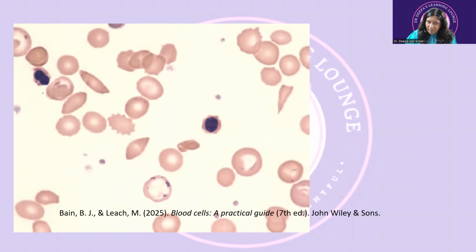The central pallor is clear. These dots are peripherally located, and there's some tendency to cluster together as well. So these dots that are seen in the periphery and have a tendency to cluster together, that is a classic picture of a Pappenheimer body. So that's how you differentiate it from the other inclusions that we just discussed.